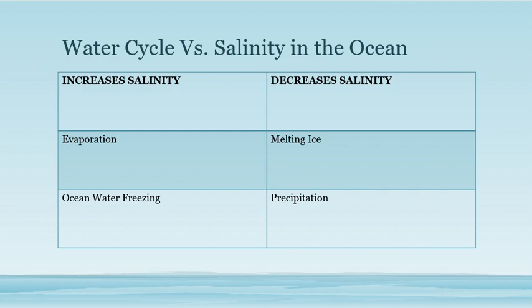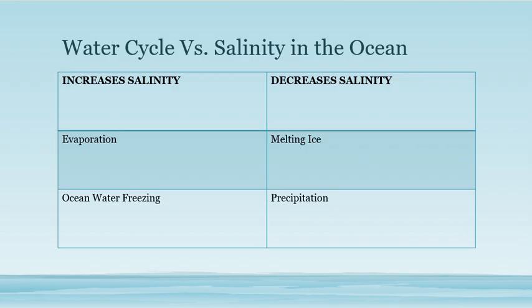So now we have a little chart that's the water cycle versus salinity in the ocean. On the left side we have increases salinity, and on the right side, which decreases it. On the left side for increase we have evaporation and ocean water freezing. On the right side for decrease we have melting ice and precipitation.